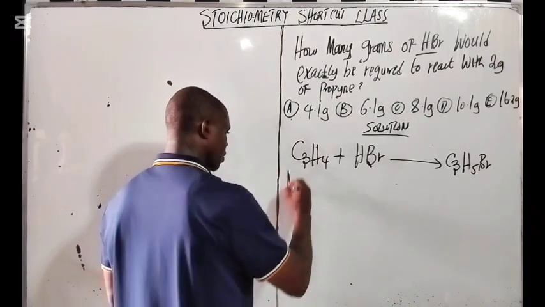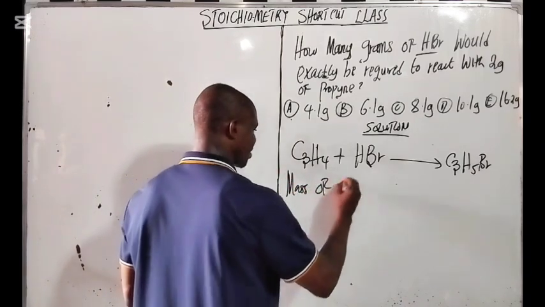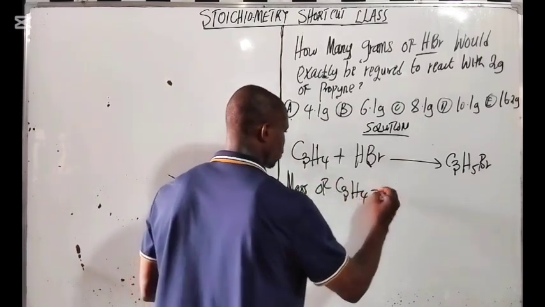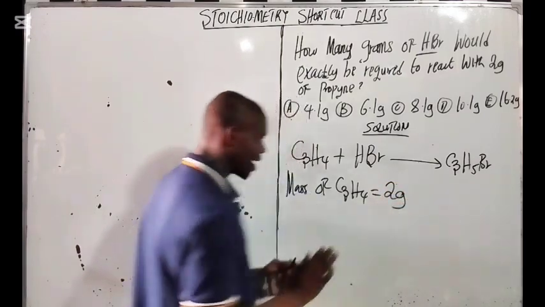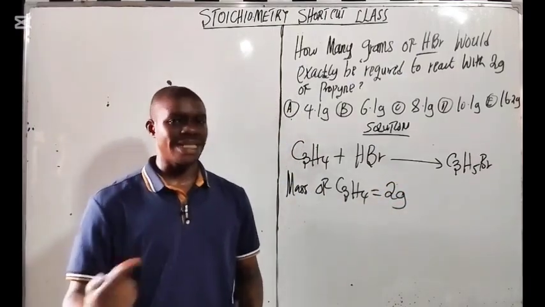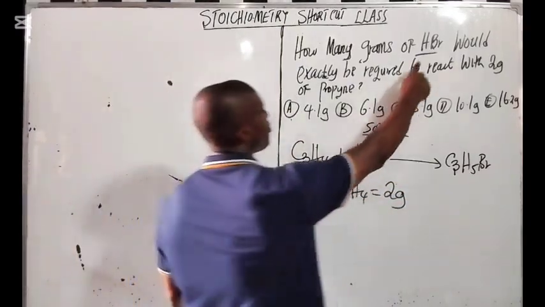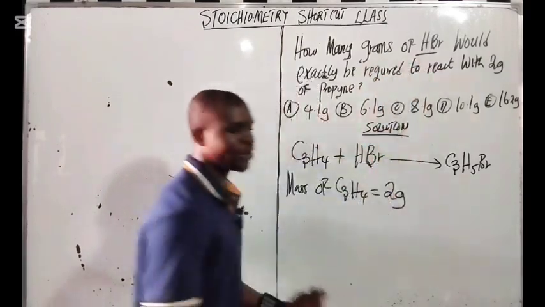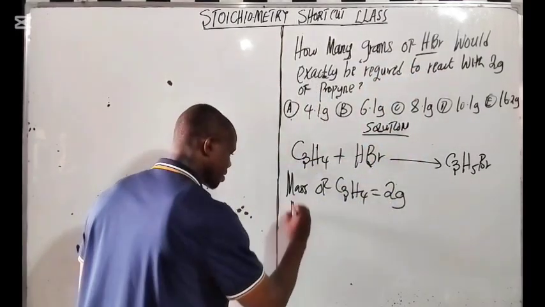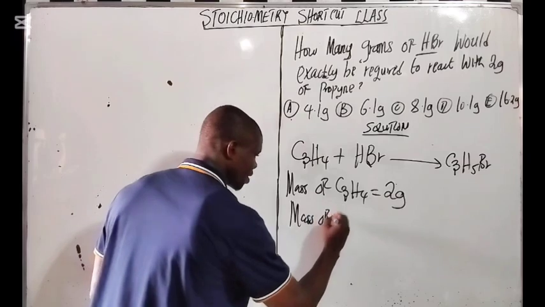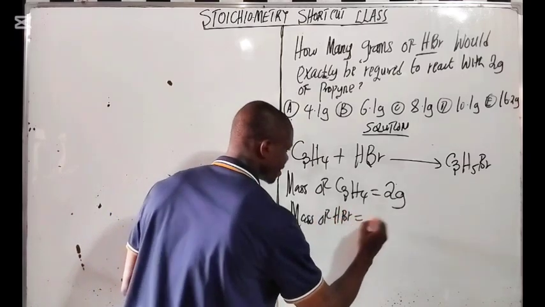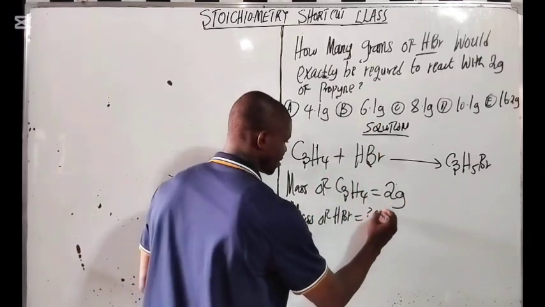So the mass of C3H4 is 2 grams. Now, what do they say you should calculate? They say you will calculate the mass, in grams, of HBr. So you have the mass of HBr, which you calculate in grams.